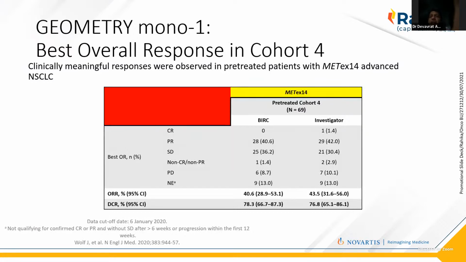So what were the best overall response rates in cohort 4? When you look at pre-treated patients with MET exon 14 advanced non-small cell lung cancer, overall response rates were 40% in the blinded review, which sits very similar to 43% based on the investigator assessed overall response rate. And importantly, the disease control rate is fairly impressive at 79% for the pre-treated population. Next slide, please.